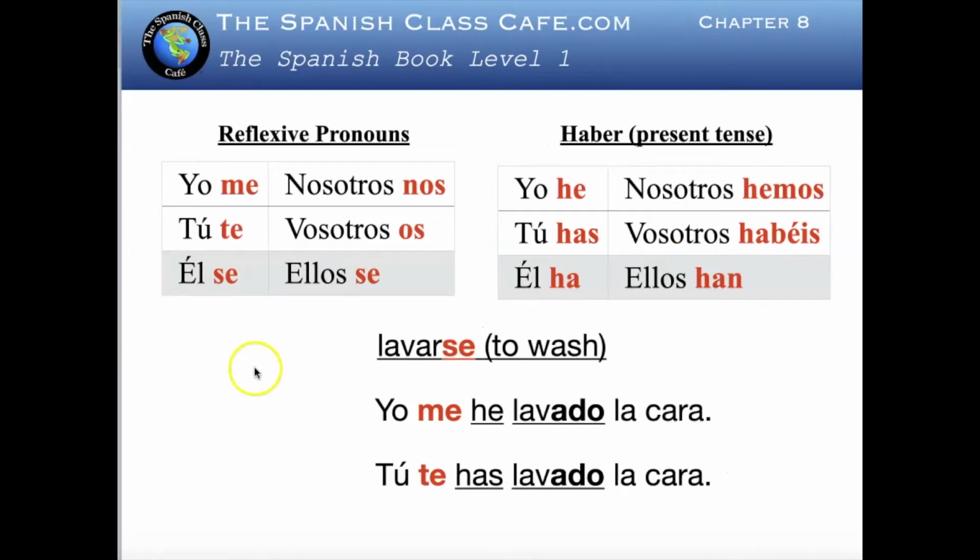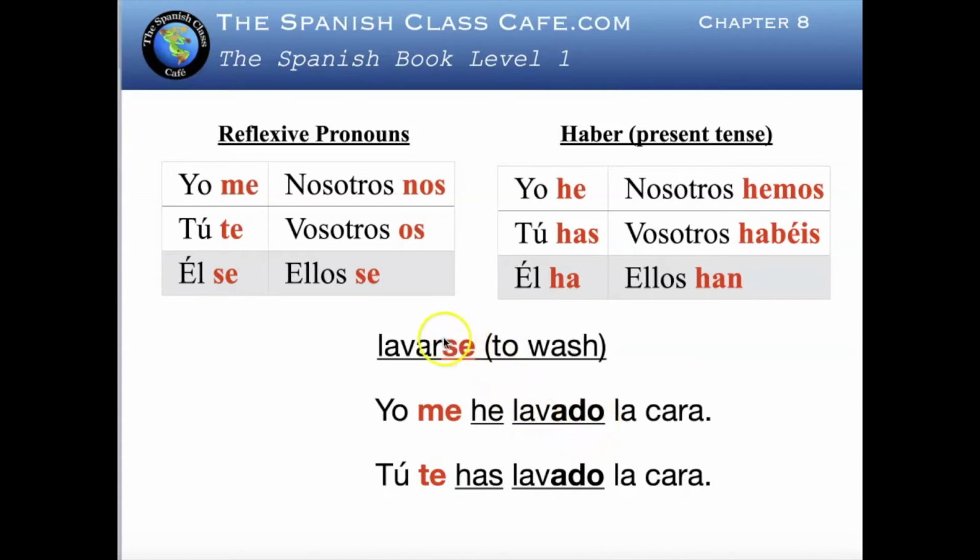Let's see the sentences in here. We have here for you to be able to see the reflexive pronouns and the conjugation of the verb haber. We're going to use lavarse. Lavarse is a reflexive verb and it means to wash oneself. I have the sentence here: yo me he lavado la cara. I have washed my face. Now we get lavarse and it's an AR. Therefore, the past participle is going to be with ado, lavado.